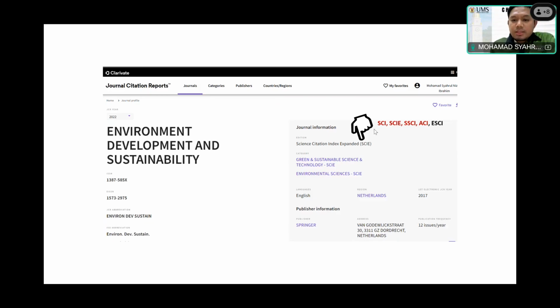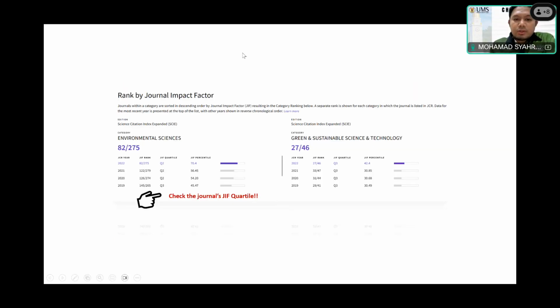Okay, for the science, this is the code. This is just an example, Environment, Development and Sustainability, where I've published before. You can see the publication frequency: 12 issues per year. These are the things that you have to consider. You have to compare. Maybe you can have a table or matrix to compare which is the best journal that you are going to choose.